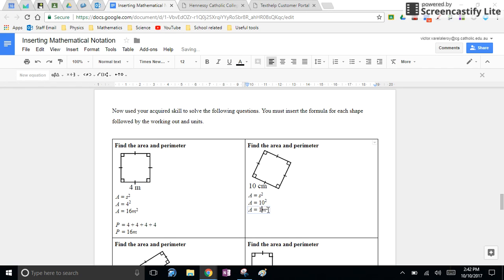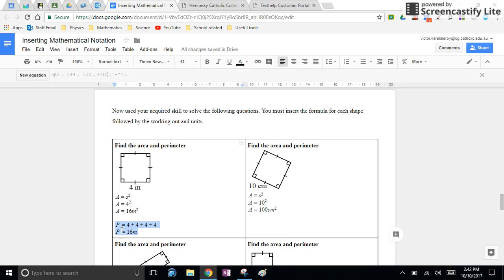So 100. And careful with the units. This one is centimeters. The one before was meters. So here we need to write 100 centimeters squared. And now with the perimeter, we can do exactly the same.